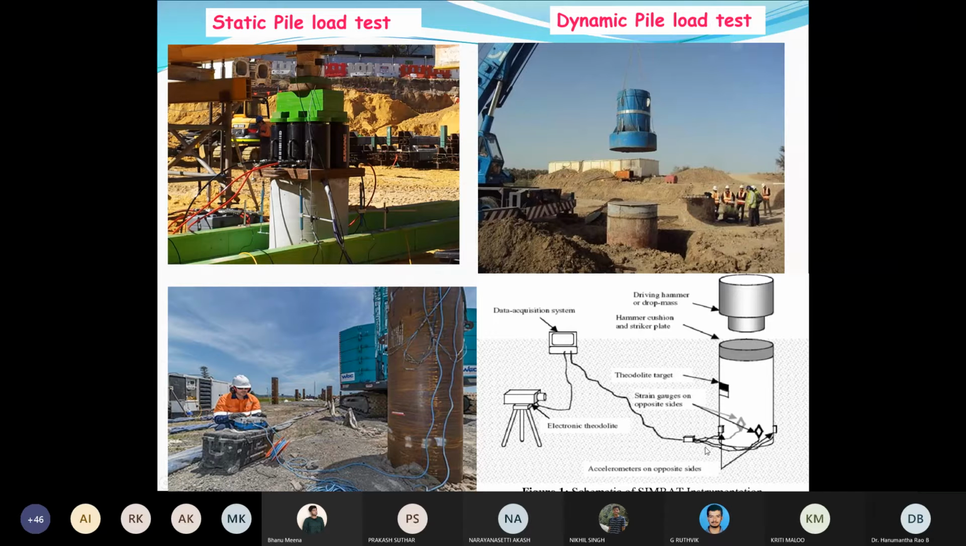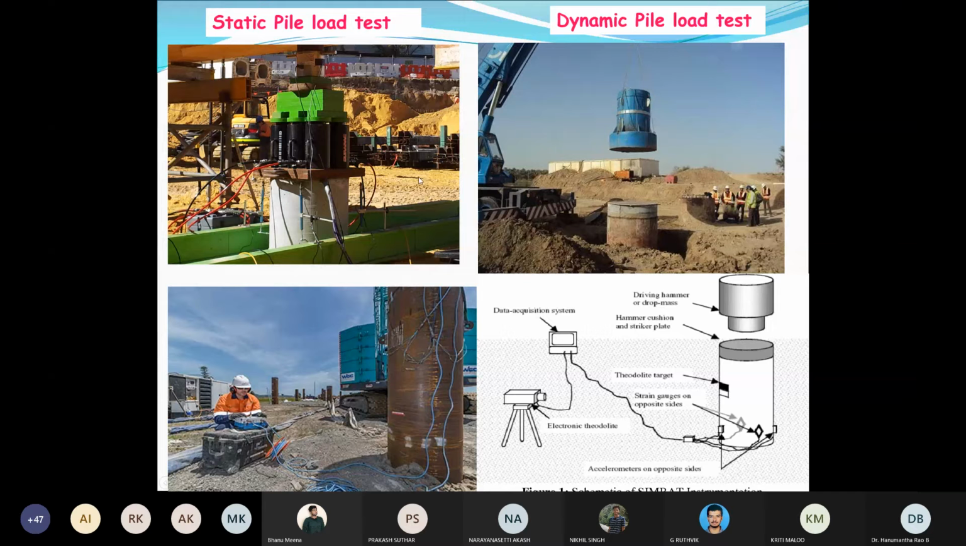These strain gauges can also give you another kind of information. Suppose there is too much excess load on the pile, so the pile itself can undergo deformation. So these strain gauges will give you not only the overall settlement of the pile, but the pile itself when undergoing the settlement, that information can also be obtained by the strain gauges.